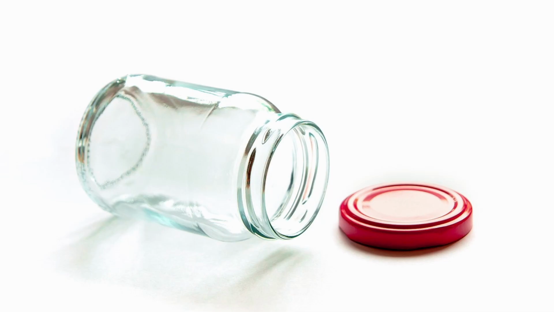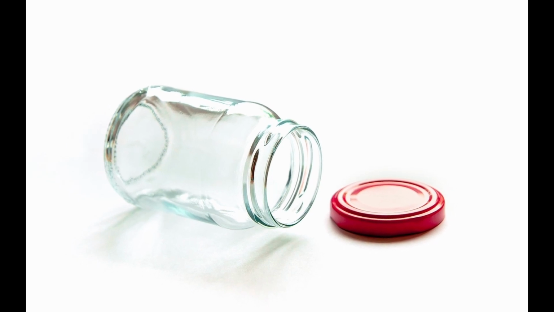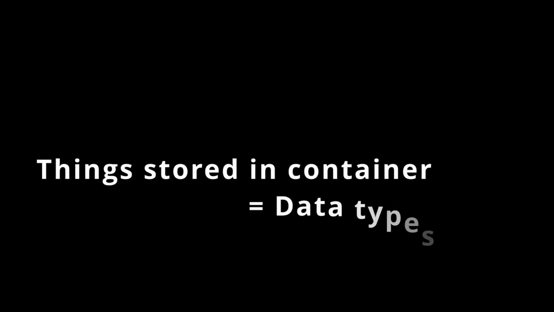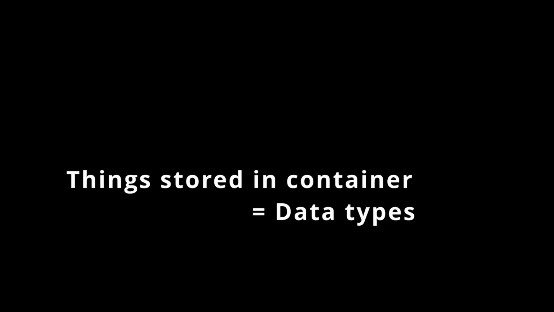Now let's talk about the second key concept, which is data types. We discussed containers. The container is used to contain something, and the kind of thing which is contained in a container is known as its data type. There are several data types in C language, like the int data type, the character data type, the boolean data type, and so on.